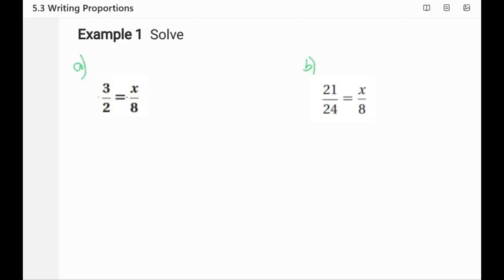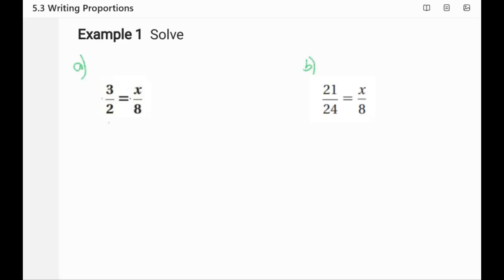So we look at the first fraction. We have 3 divided by 2 is equal to x divided by 8, and we need to figure out what is x. We're saying that the first fraction is equal to the other fraction. If that's true, I see a pattern.